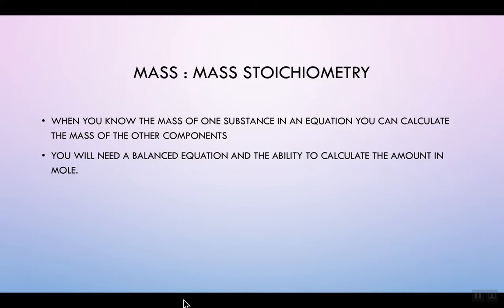So, if we have a chemical reaction happening and we know the mass of one substance in an equation, we can use it to calculate the mass of the other components. This is called stoichiometry, particularly mass-mass stoichiometry, because we're starting with mass and we're ending with mass.